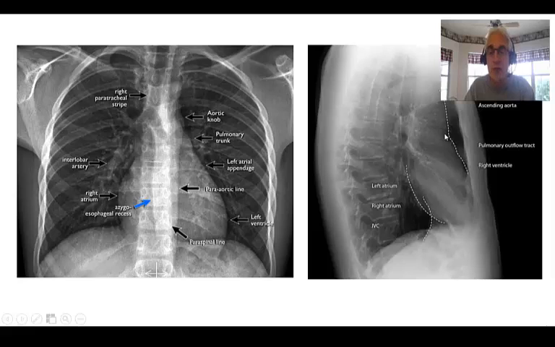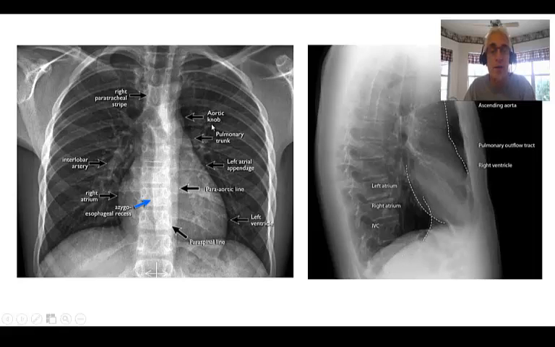Then we go over to the lateral side. I'd like to look at the sternum. The retrosternal area should be radiolucent. Then the heart itself, the very important retrocardiac space, and then the vertebral bodies as they come down. You should see them nice and clearly. And then the diaphragms. There's that right side, a little higher than the left diaphragm.